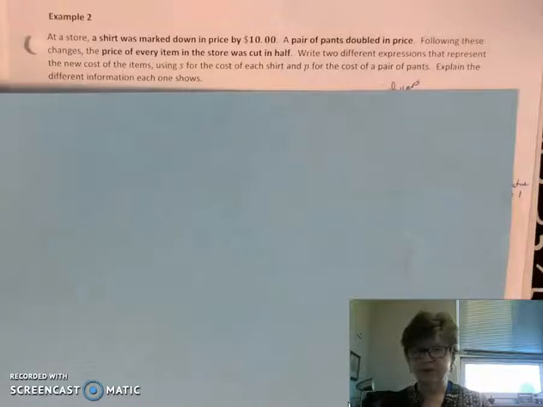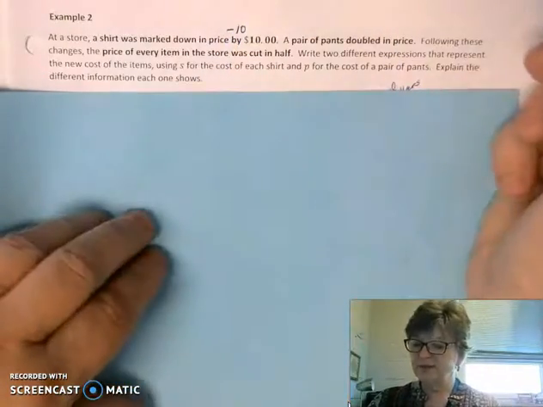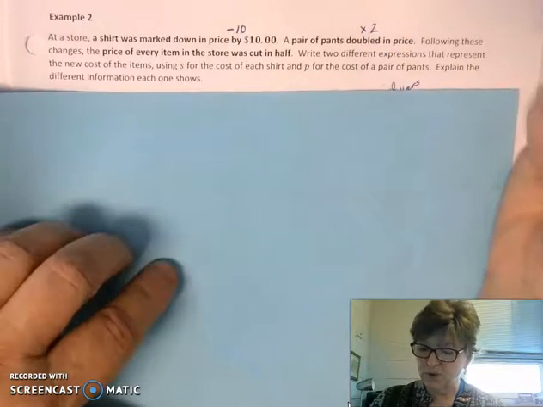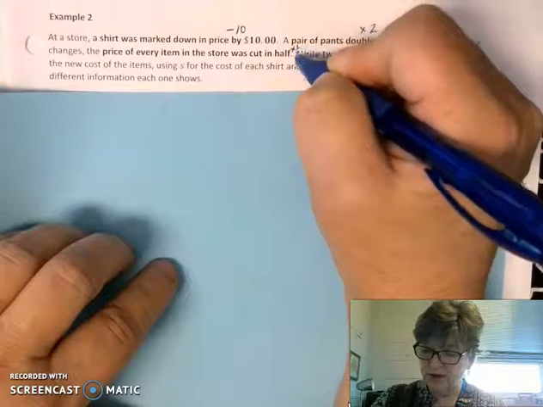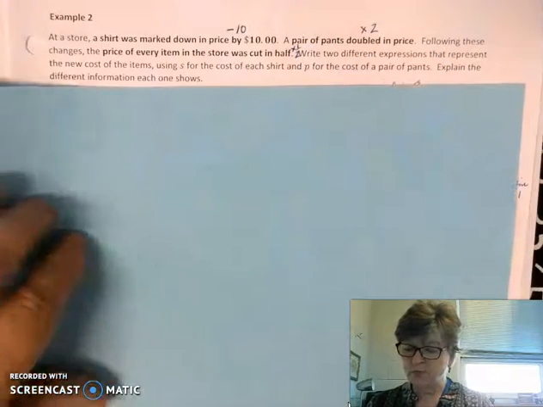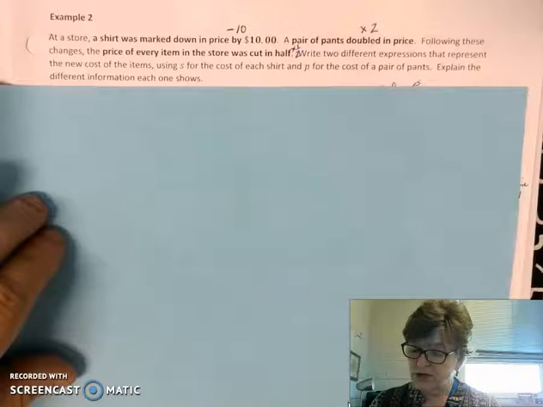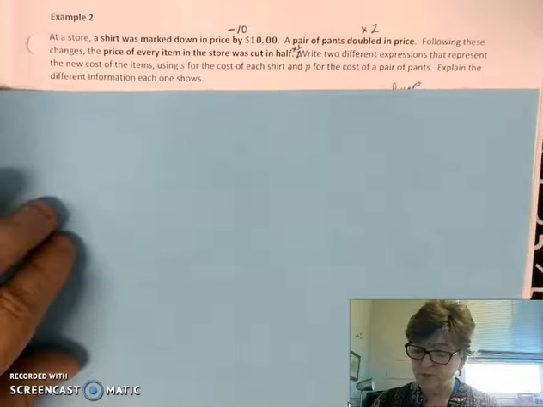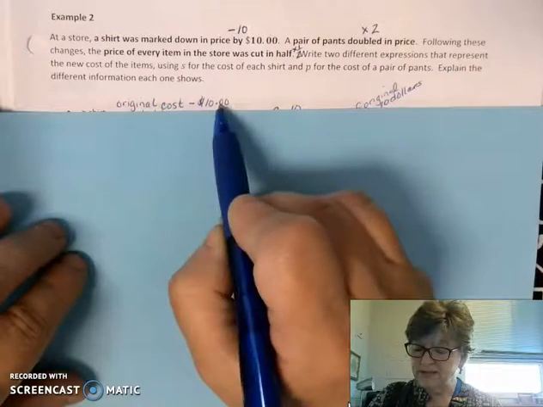Okay, moving on to example 2. At a store, a shirt was marked down in price by $10. So that's minus 10. A pair of pants doubled in price. That's times 2. Following these changes, the price of every item in the store was cut in half. That's times 1/2. Write two different expressions that represent the new cost of the items using S for the cost of the shirt and P for the cost of a pair of pants, and explain the different information each one shows. So I'm starting off here with the original cost minus $10.